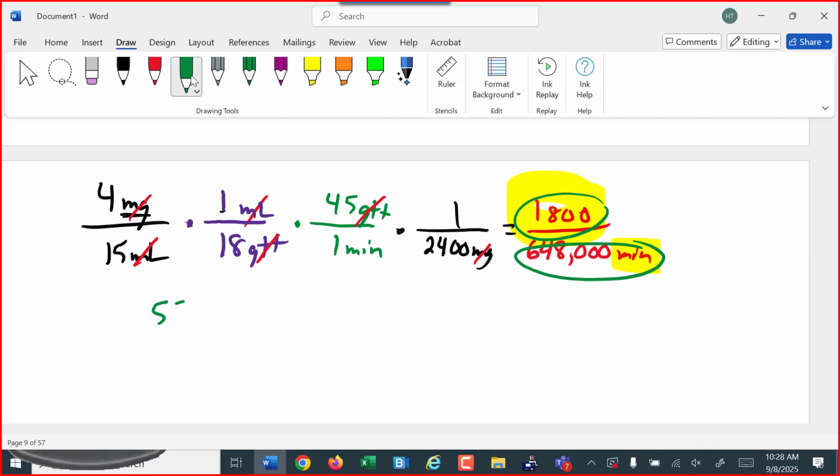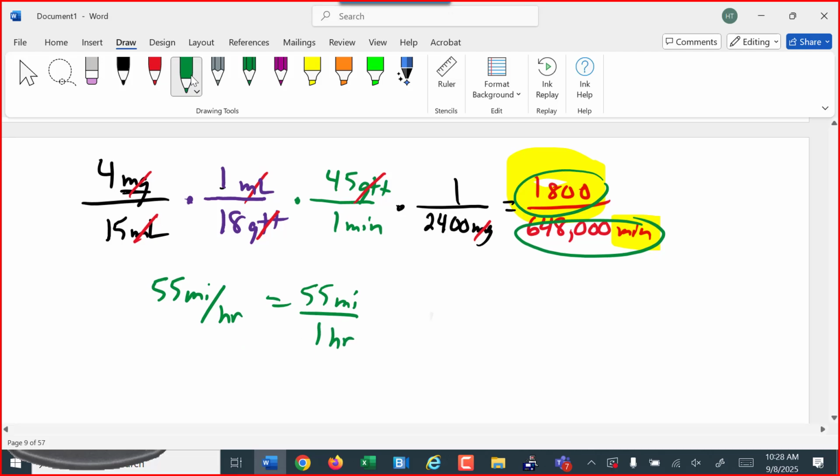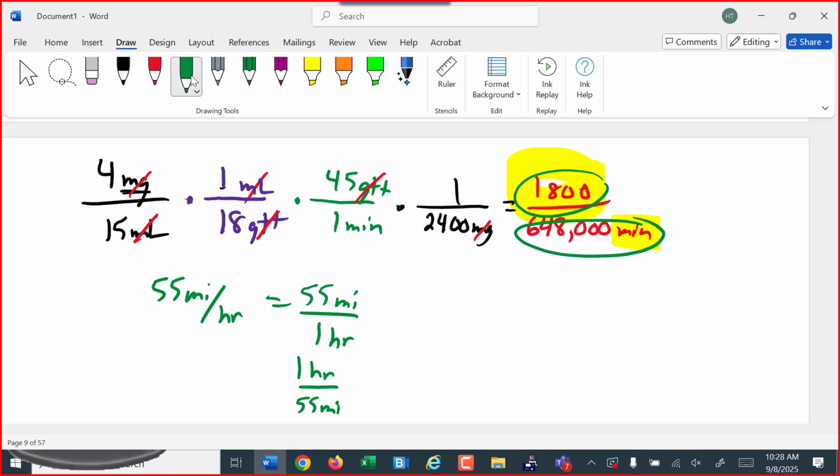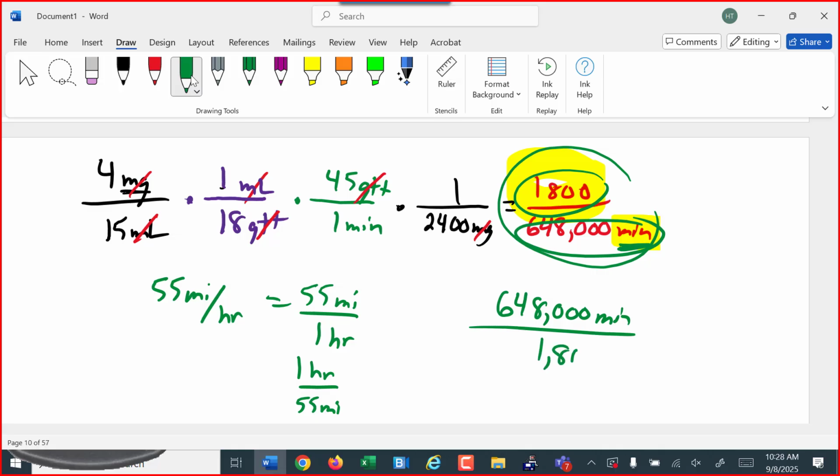If you're moving 55 miles per hour, that's saying 55 miles is equivalent to 1 hour. Well, that's equivalent to saying 1 hour is equivalent to 55 miles. Flipping it over does not change the truth that those two amounts are equal. So I can do the same thing here. If you end up with the unit you want being on the bottom of the rate, you can just flip it over, get the 648,000 minutes over 1,800, and then divide it out to get our 360 minutes.